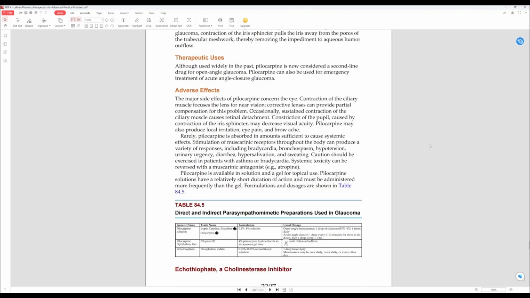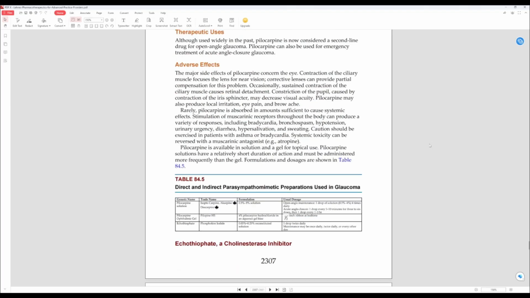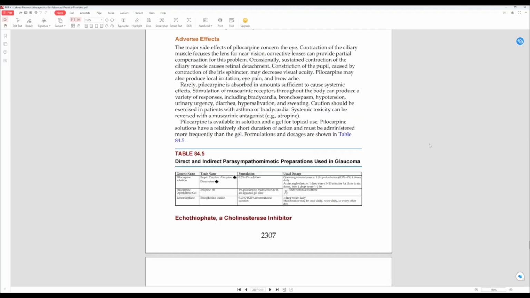Its therapeutic use. Although used widely in the past, pilocarpine is now considered a second-line drug for open-angle glaucoma. Pilocarpine can also be used for emergency treatment of acute angle-closure glaucoma. Its adverse effects. The major side effects of pilocarpine concern the eye. Contraction of the ciliary muscle focuses the lens for near vision. Corrective lenses can provide partial compensation for this issue.